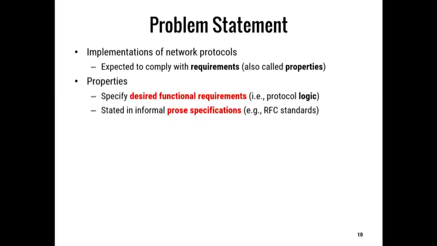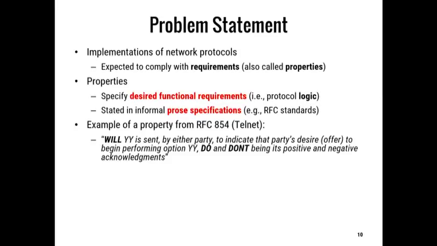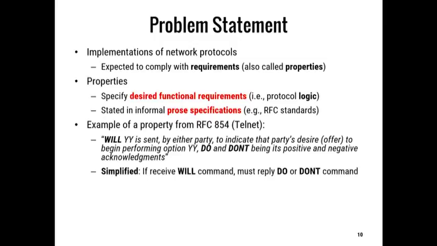So now, let me show you an example of such properties. This example is taken from the Telnet RFC. And as you can see, it's a very prose description of the property. In simple words, it means that if a node receives a WILL command, it must send a reply with a DO or a DON'T command. These WILL and DON'T are specific to the Telnet protocol. Whoever knows the details will know what they mean, but I'll not go into detail about that.